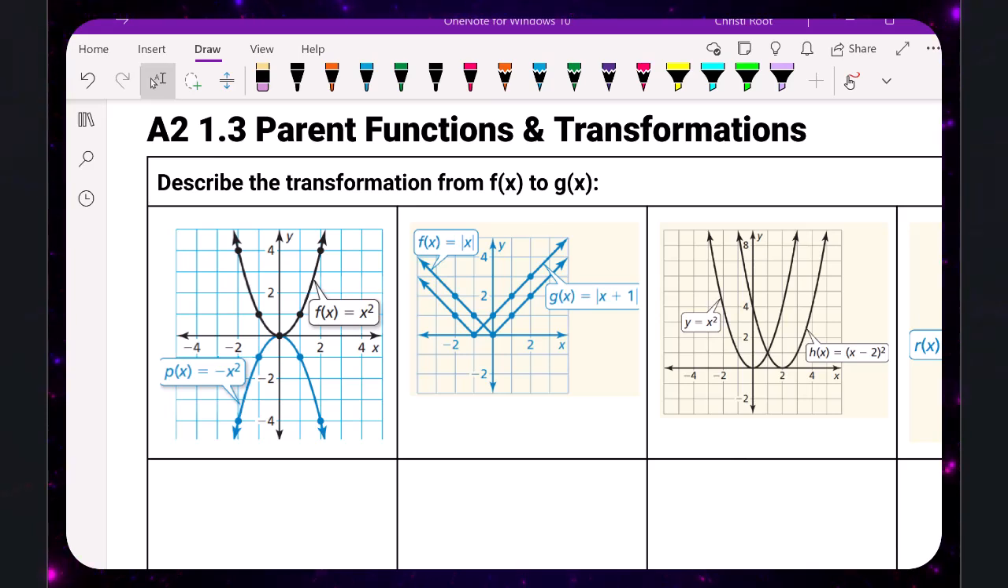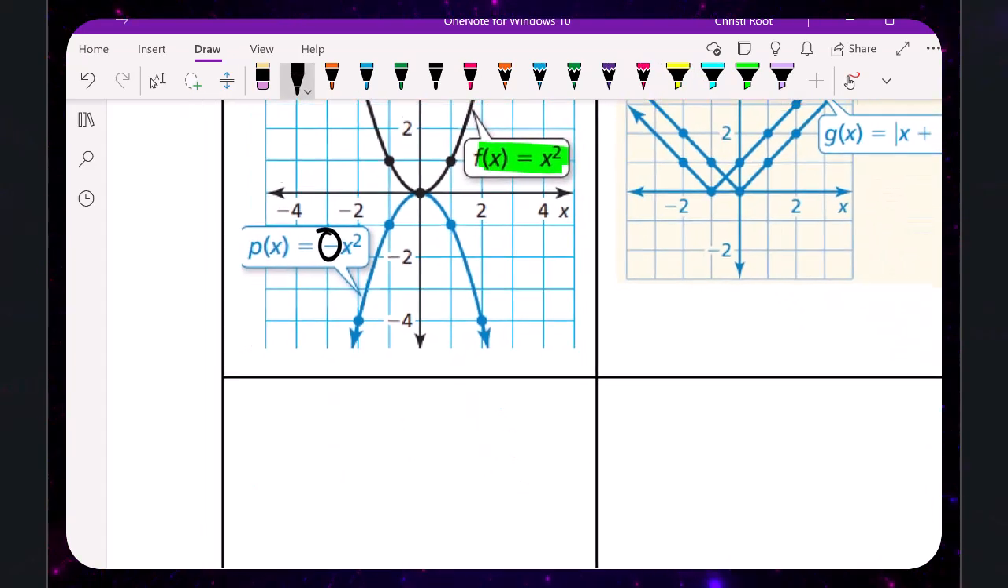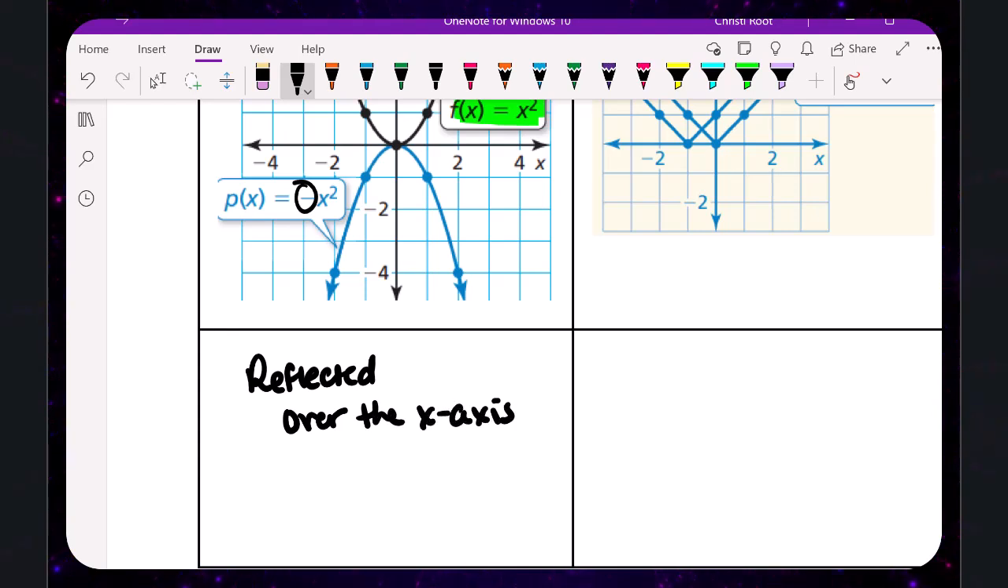It says to describe the transformation from f of x to g of x. So which one is our parent graph? Our parent graph is this one right here. It's originally this black parabolic function, and it looks like it has flipped or reflected over the x-axis, and you can kind of see that right here. So that's all we got to do. We just have to state what happened. So it has reflected over the x-axis. And if you say that it reflects, you have to say if it reflects over the x or the y-axis.